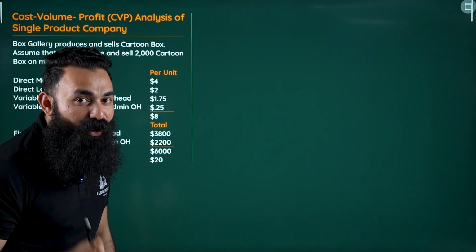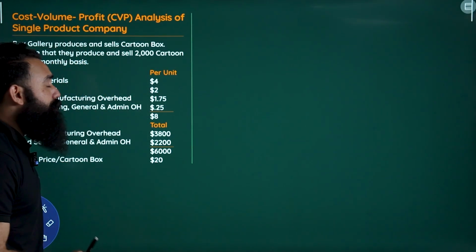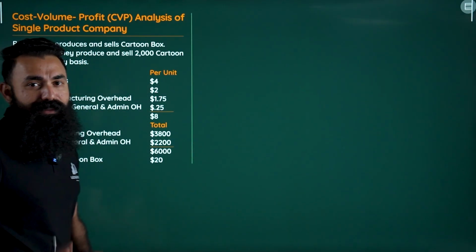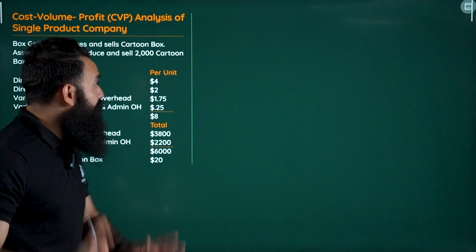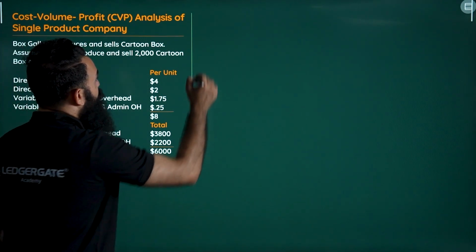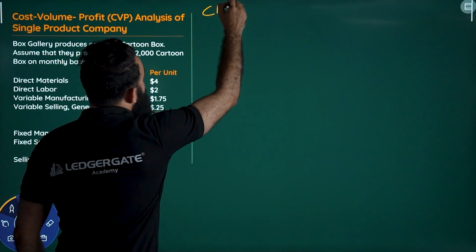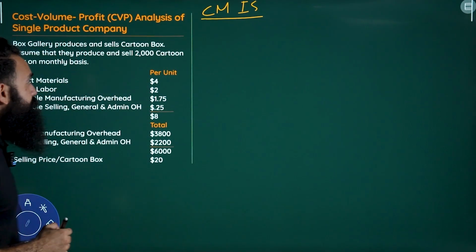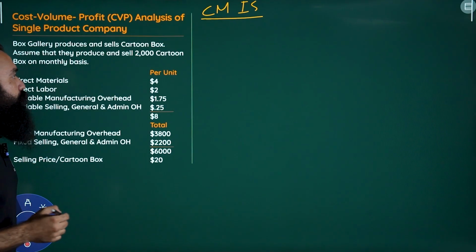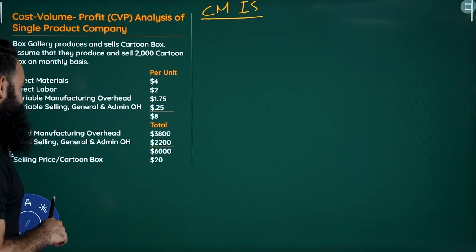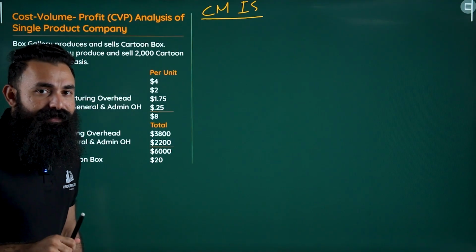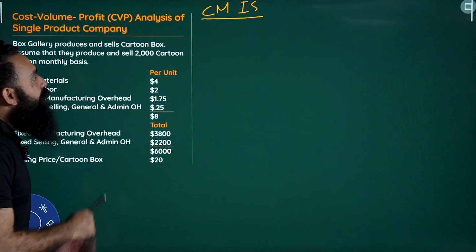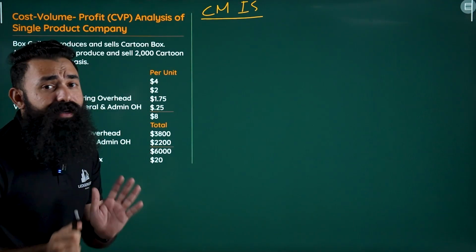You already know how to prepare a contribution margin income statement, whether it is a manufacturing or trading company. Here we are preparing the contribution margin income statement of a manufacturing company. So let's prepare it. I am writing in short CM income statement, contribution margin income statement. As we know, in any contribution margin income statement we will have cost and revenues. We start with revenues, deduct cost, and arrive at profit.